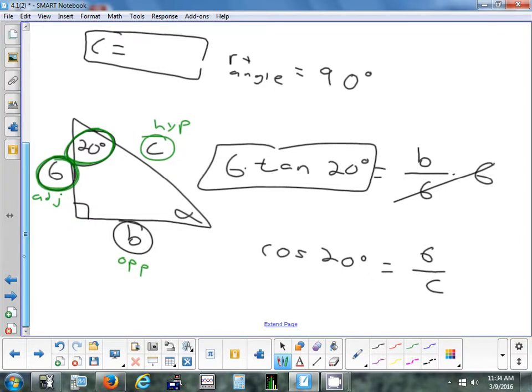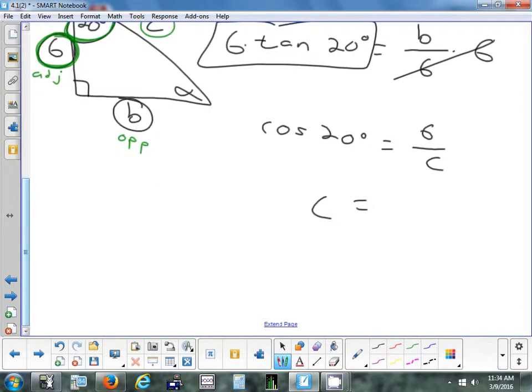And now, anybody remember the trick I said you can do when the variable's in the bottom? What's the trick to get c by itself? You can multiply by c and then divide by cosine 20, but as Wes just pointed out to me, you just switch the cosine 20 and the c. Okay, just switch places. So c is 6 over cosine 20.